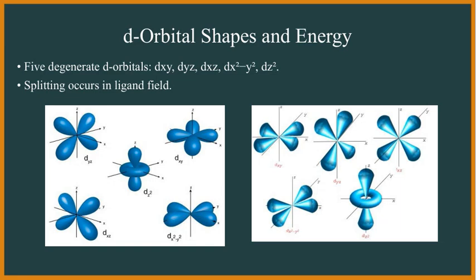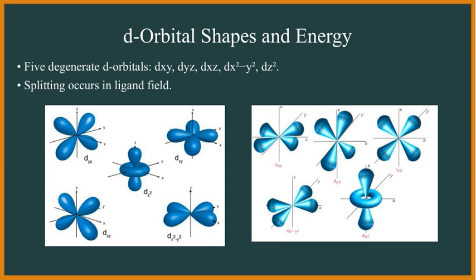Let's take a closer look at the d orbital shapes and their energy levels. There are 5 degenerate d orbitals, which means they all have the same energy in a free atom. These orbitals are named dxy, dyz, dxz, dx²-y², and dz². Each of these has a unique shape and orientation in space, which plays a crucial role in how they interact with ligands.